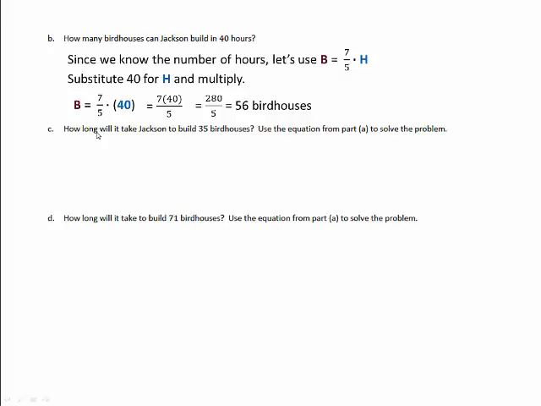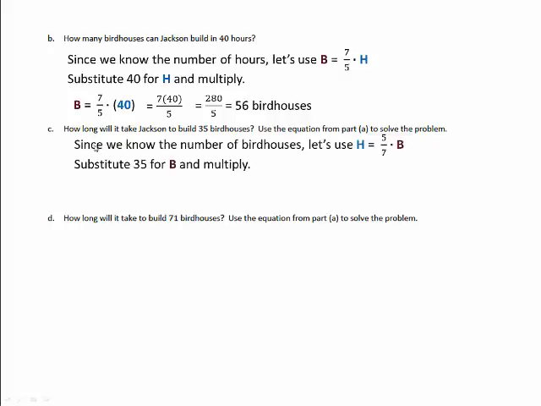Question C asks us, how long will it take Jackson to build 35 birdhouses? In this case, we know how many birdhouses we want to build, and we need to find the time. So we're going to use a different equation. Since we know the number of birdhouses, let's use hours equals 5/7 times the number of birdhouses. We're going to substitute 35 for b and multiply.